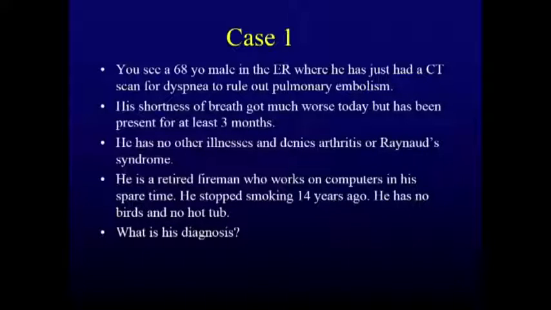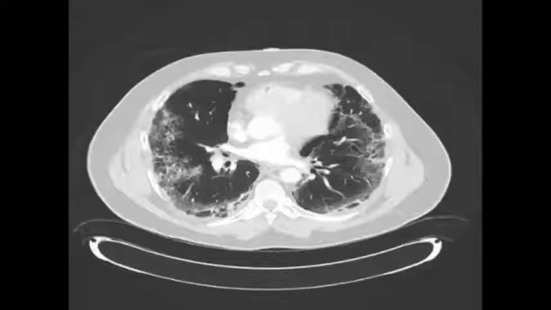First case is 68. He's in the emergency room where he's just had a CT scan for dyspnea to rule out pulmonary embolism. His shortness of breath has been worse today, but it's been present for at least 3 months, and he has no other illnesses. He denies arthritis or Raynaud's. He's a retired fireman. He works on computers in his spare time. He stopped smoking 14 years ago. He has had no birds and no hot tub. And this is his CT scan.